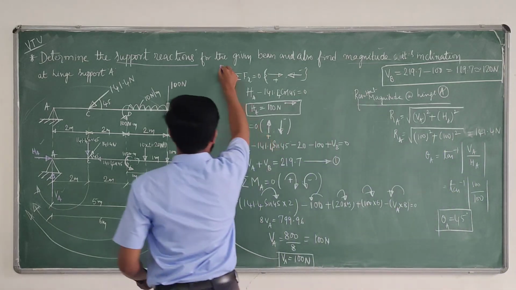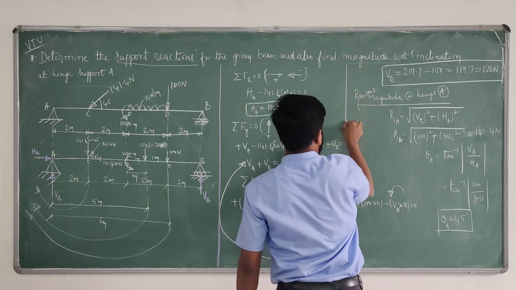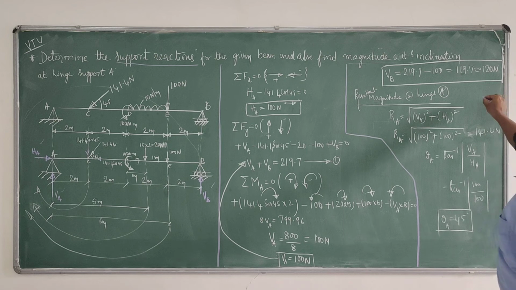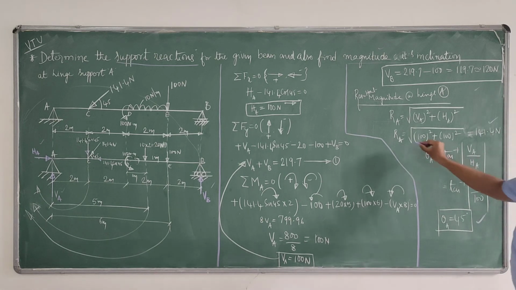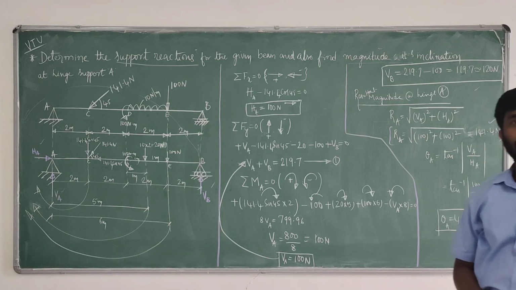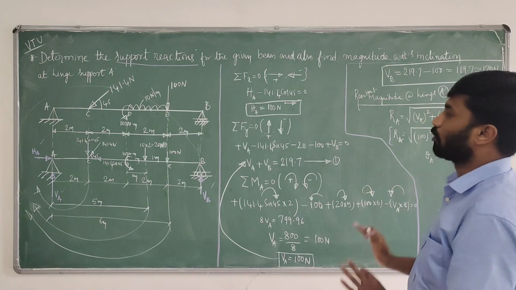So the first part is the free body diagram. The second part is the determination of VA and HA. The third part is the resultant and its inclination, theta and R. This is a very important problem: it is a minimum 10 marks, maximum 12 marks problem.